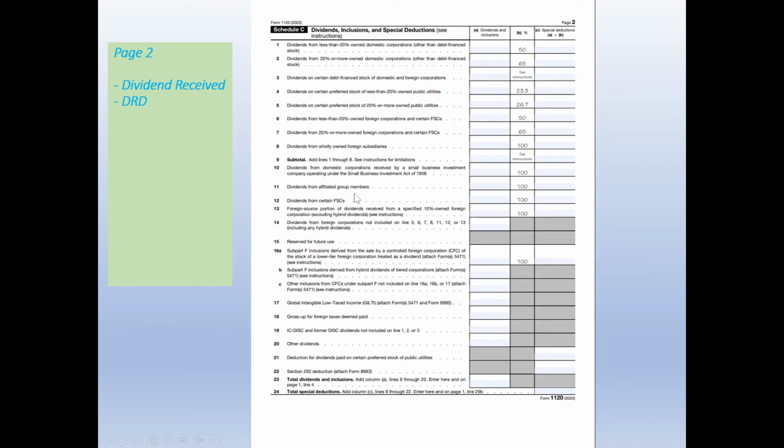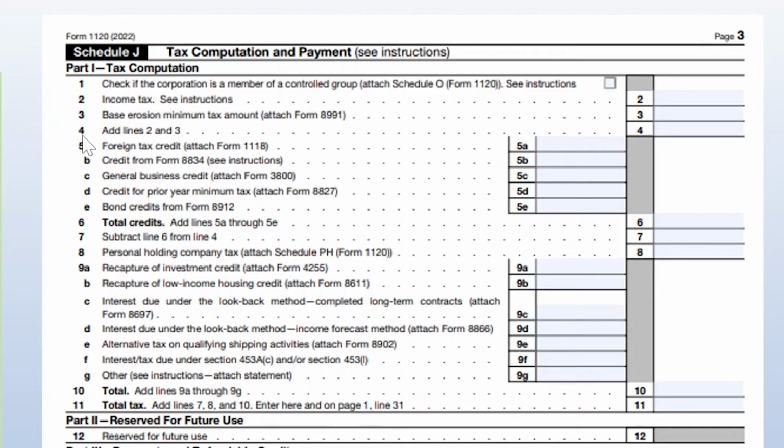So some of those dividends, if you receive a dividend, may qualify for a dividend deduction. Certain dividends can have a deduction of 100%, meaning you receive a dividend from affiliate group members, and depending on your ownership, you can potentially exclude that income from your taxable income. So the whole page is dedicated to dividends and the dividend deduction. Page 3 is the tax computation.